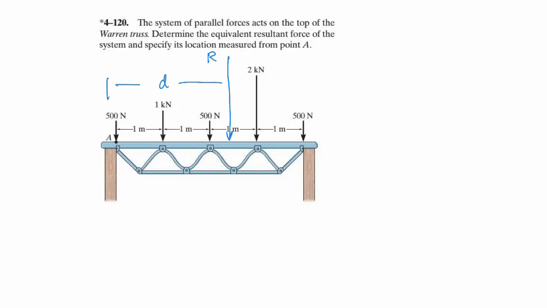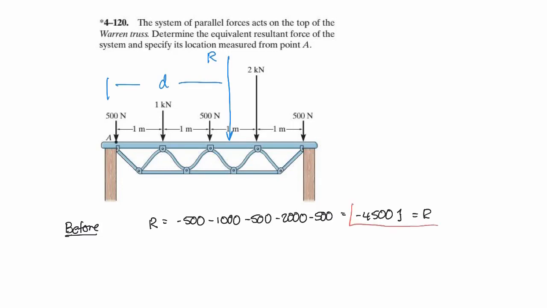So let's go ahead and find out what our forces are. First of all, let's look at our before condition. The resultant is going to be equal to negative 500, negative 1000, negative 500, negative 2000, and negative 500 in the J direction. So those all together are going to be negative 4500 J. That's going to be equal to the resultant.